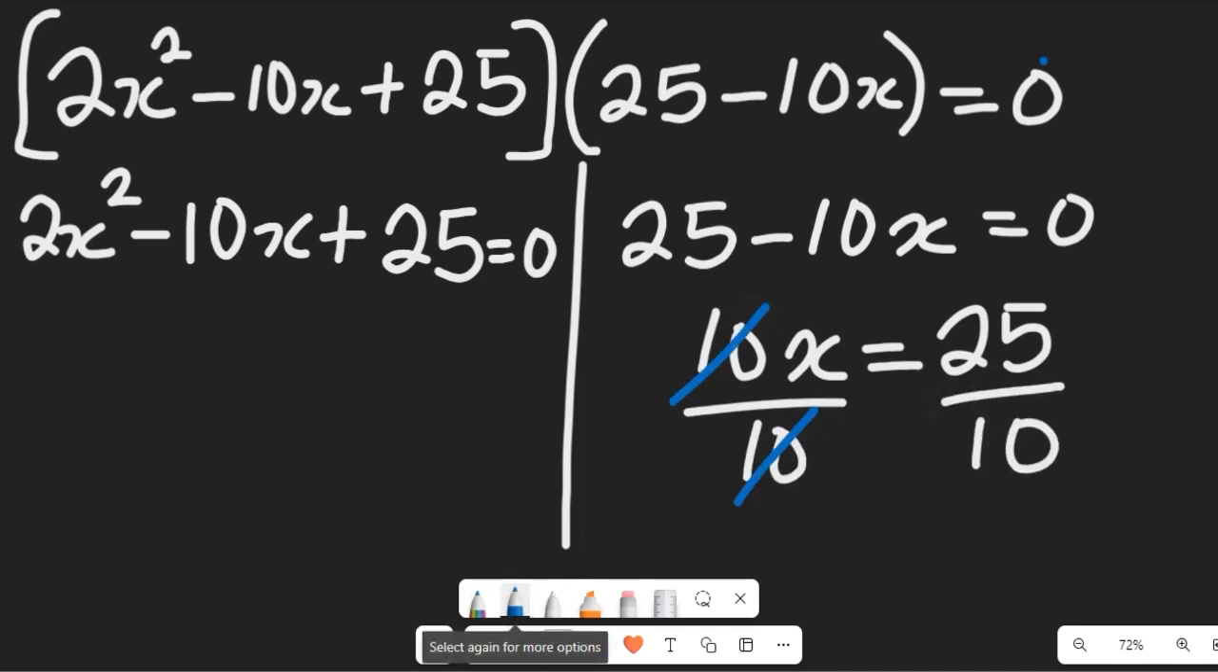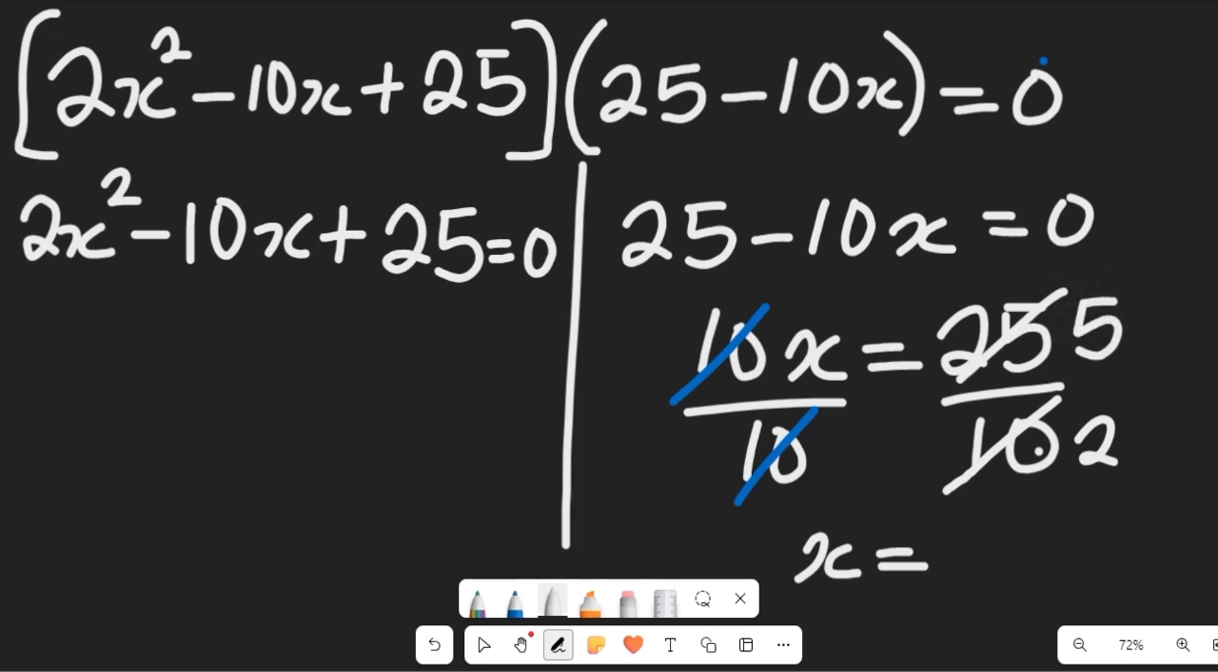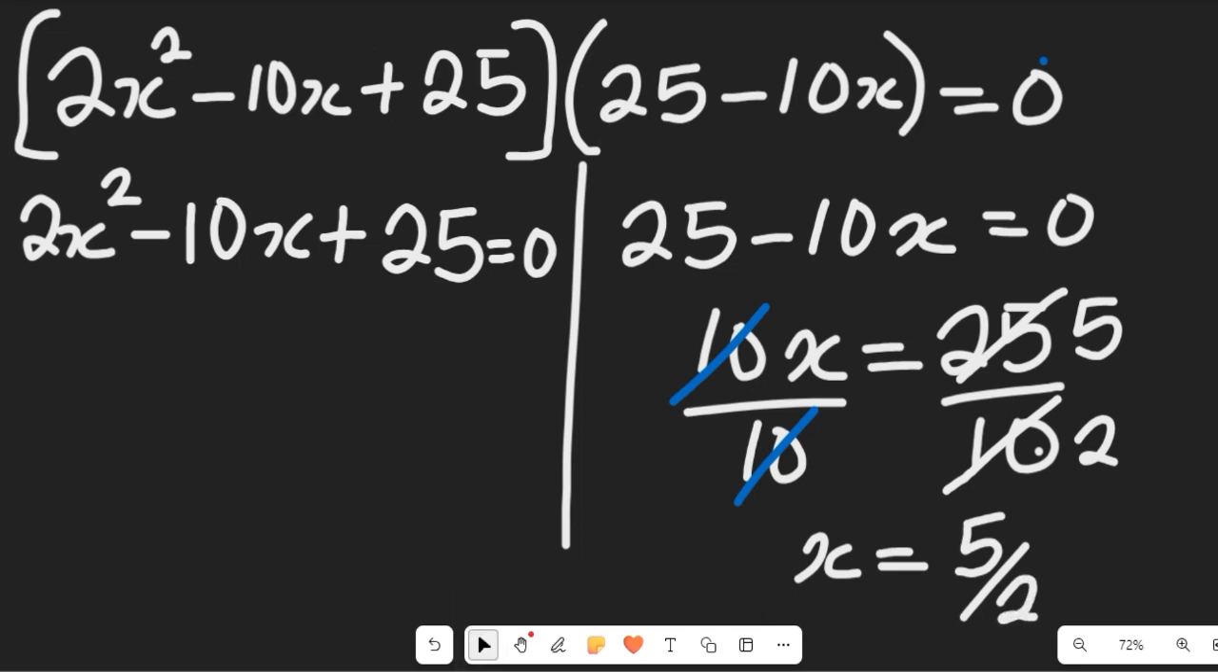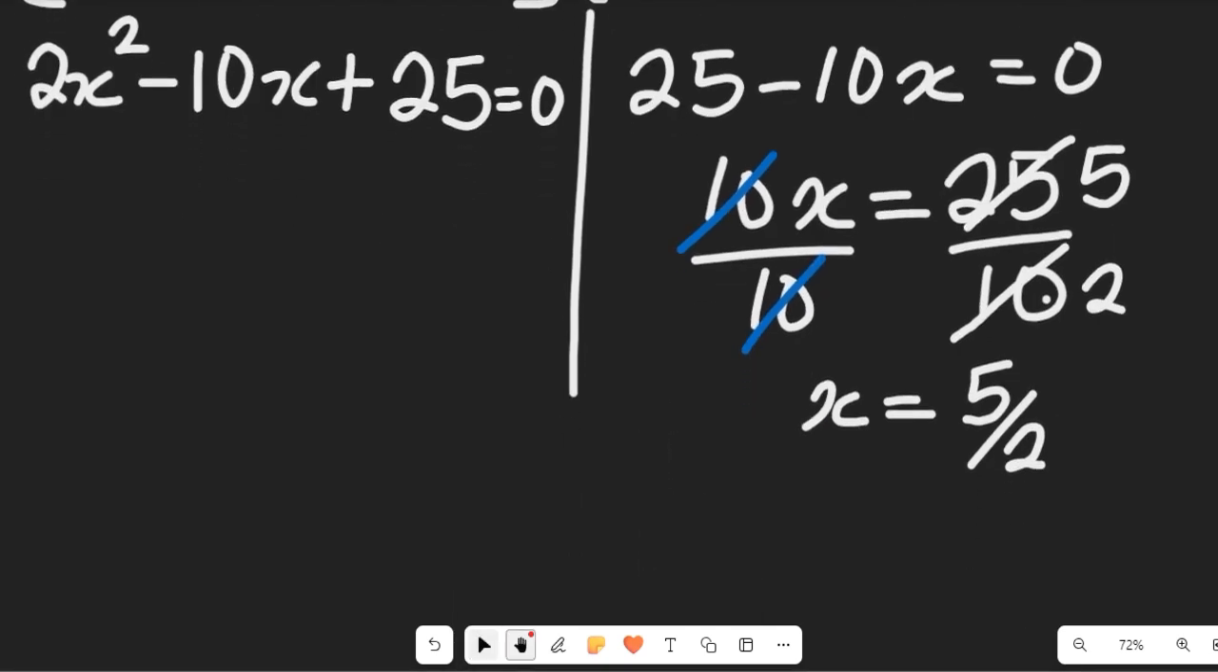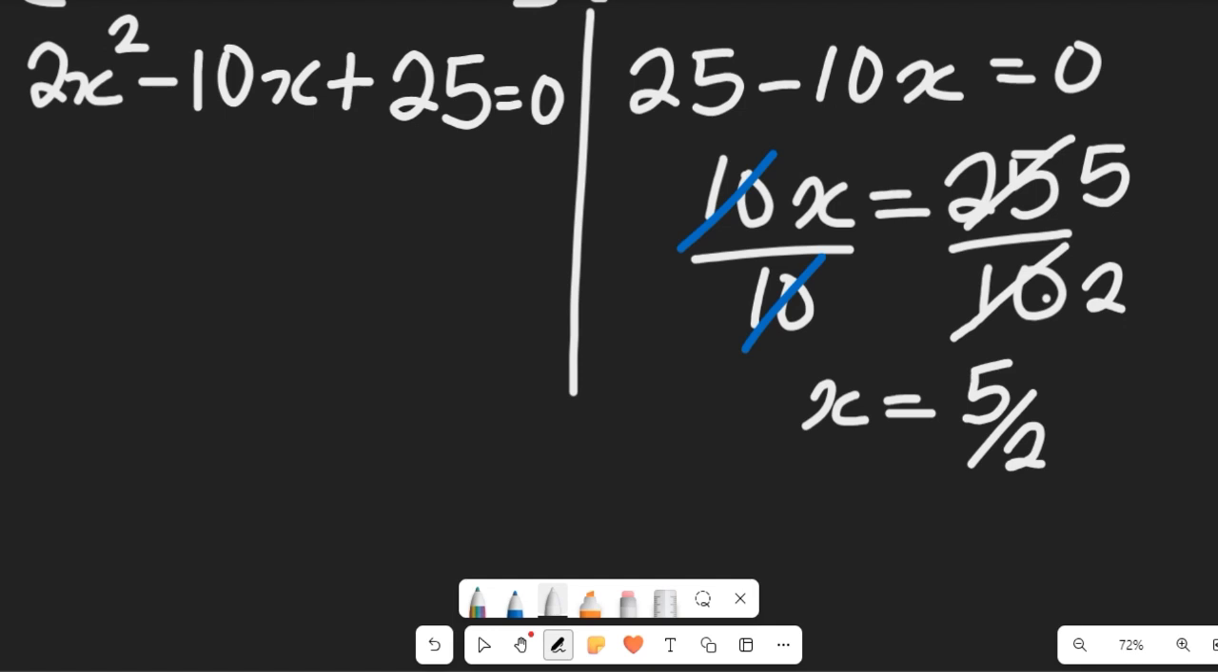10 will cancel out 10, and then the value of our x will be equal to 5 divided by 2, and that is the solution to that part of the expression on the right hand side.